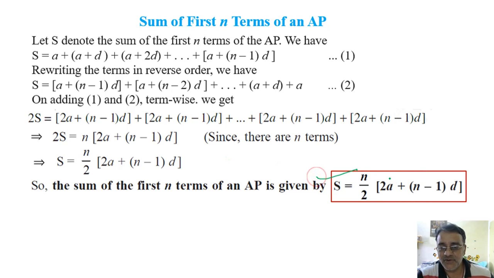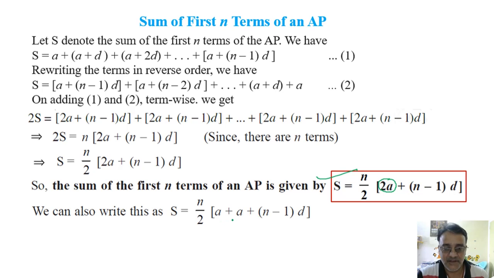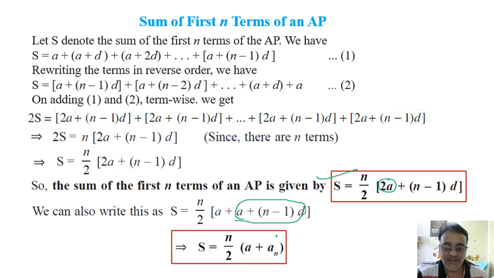And see, if you split 2A by A plus A. So how will you write this one? A plus n minus 1 into D, that is An, right? So this is the second formula. Sometimes we use L as a last term, so n by 2 into A plus L. This formula is very useful when the last term is known to us.